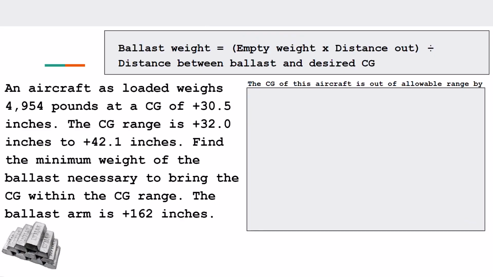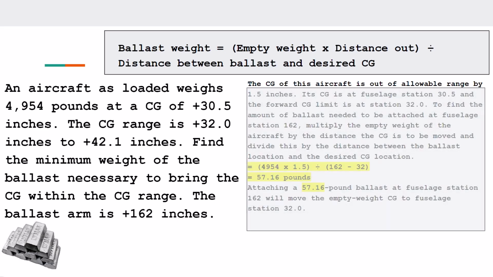Okay, for this question, it asks, an aircraft as loaded weighs 4,954 pounds at a CG of 30.5 inches. The CG range is 32 inches to 42.1 inches. Find the minimum weight of the ballast necessary to bring the CG within the CG range. The ballast arm is at 162 inches, station 162.